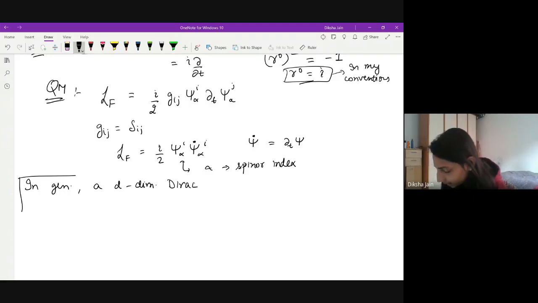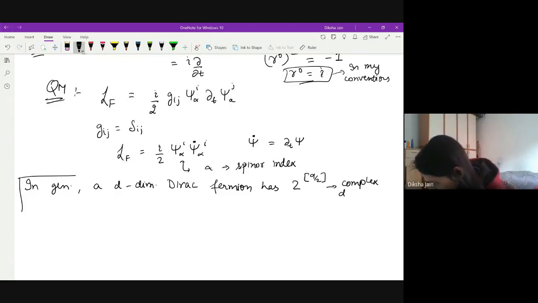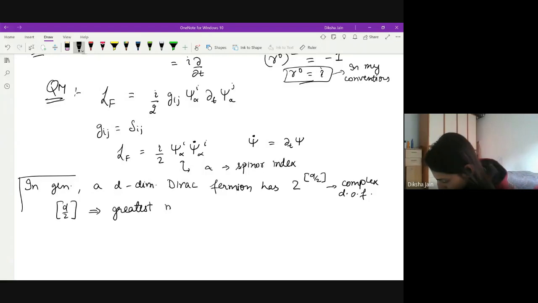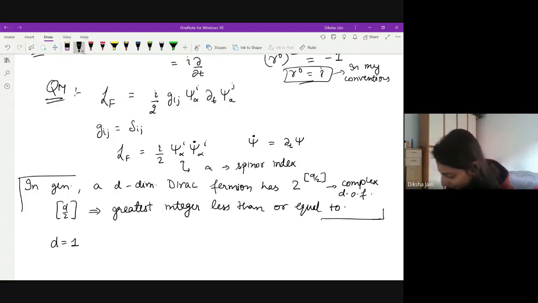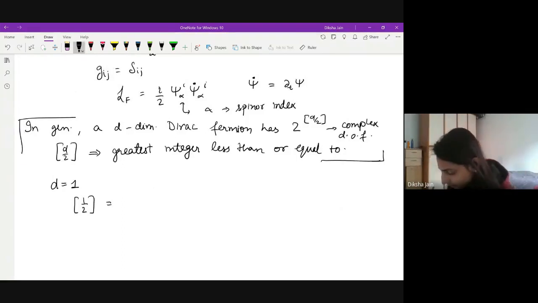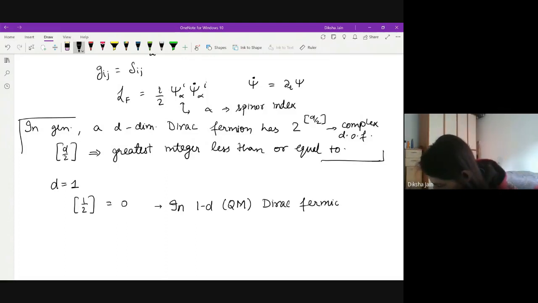So in D dimensions, a Dirac fermion has 2 power floor of d by 2 complex degrees of freedom. So the number of degrees of freedom of a Dirac fermion is given by this, where this square bracket means greatest integer less than or equal to. If my d is 1, since I was in a 0 plus 1d system, the greatest integer less than or equal to half is 0. So in 1d, basically quantum mechanics, a Dirac fermion has 2 power 0, which is 1 complex degree of freedom.